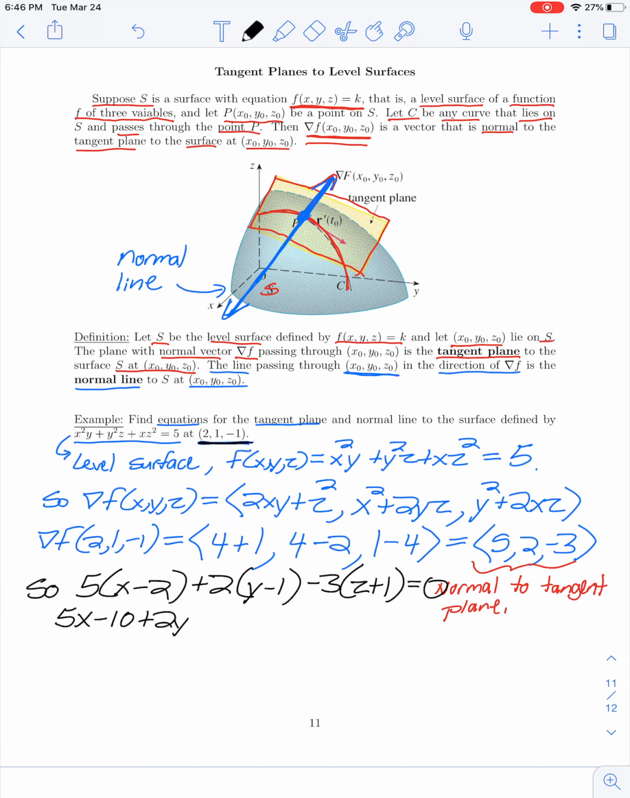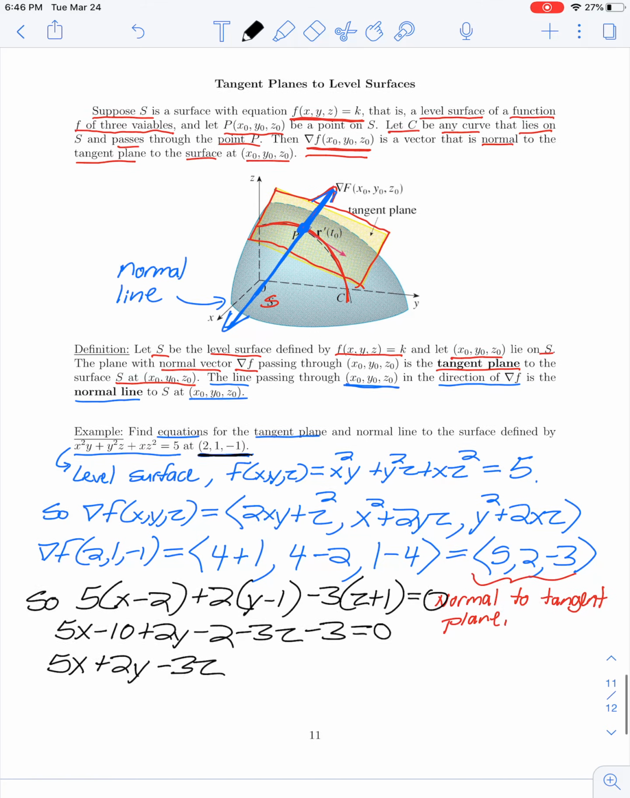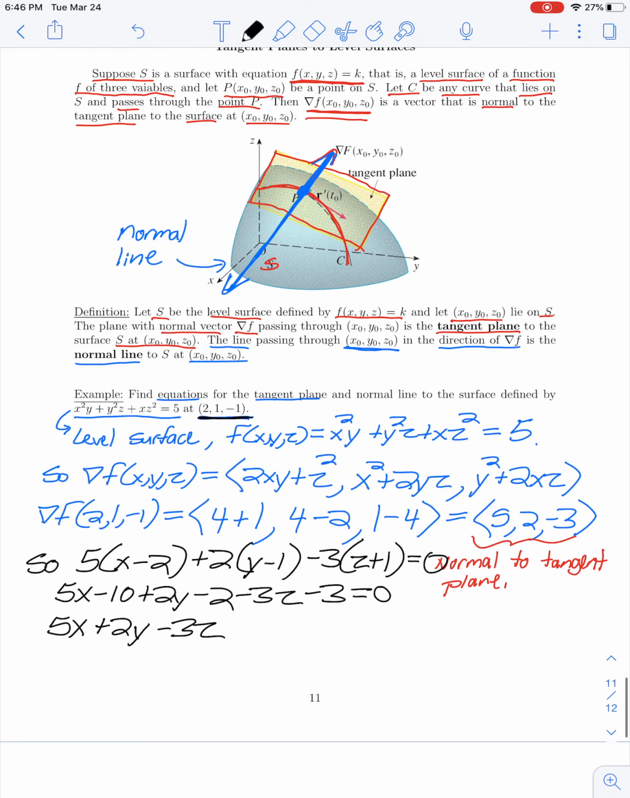So simplifying a little bit, for the equation of our plane, we have 5x minus 10 plus 2y minus 2 minus 3z minus 3 is 0, or rewriting this in standard form, we have 5x plus 2y minus 3z minus 15 is 0, so we could add 15 to both sides, and we have the equation of our tangent plane in standard form.